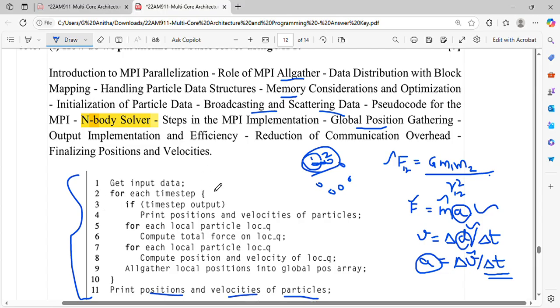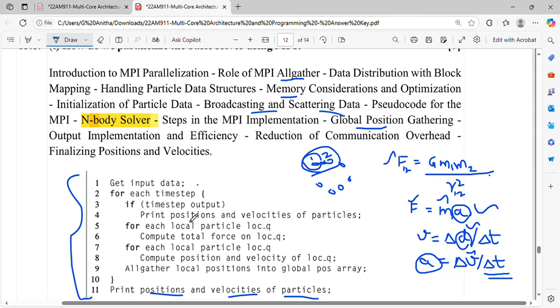To start with the pseudocode, we get into this sequence. First is getting the input data. What are the input data? The number of atoms, their initial positions and the masses of the different atoms are the input data. Then, for each time step, the time step can be given by the user.